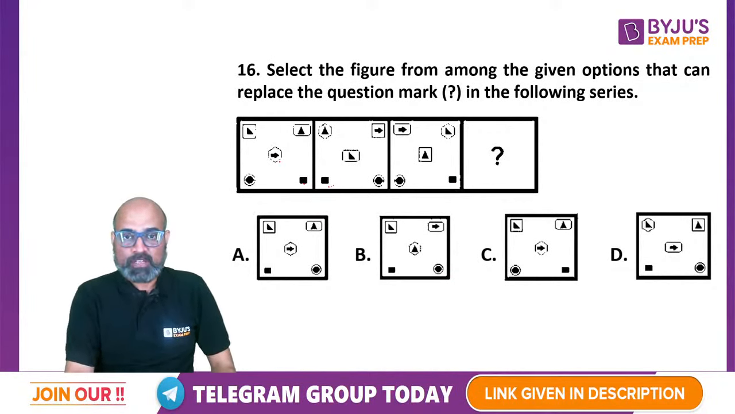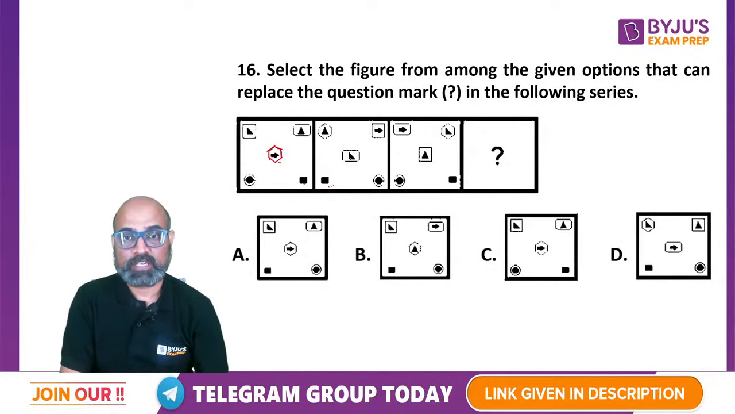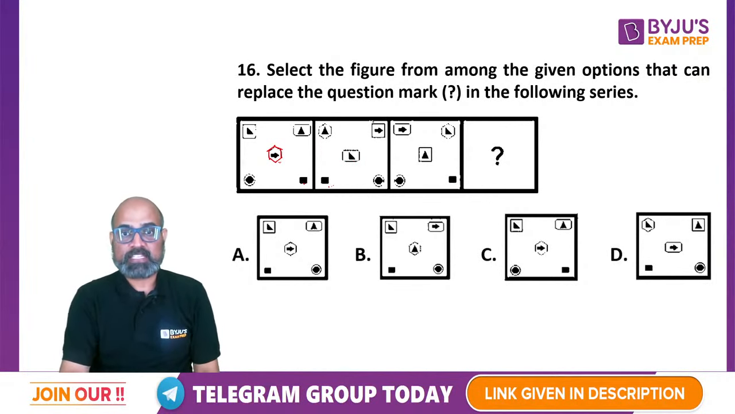Let's look at the first figure. You have the arrow here. Then what happens to the arrow? The arrow is within how many sided figure? It's within a hexagon, a 6-sided figure, right? Then when this arrow moves here, it goes into a square. We don't know what is going to happen next to that arrow symbol. Let's look at the right angle triangle. The right angle triangle was here. It moved here, right?